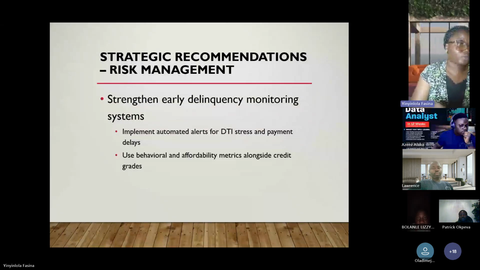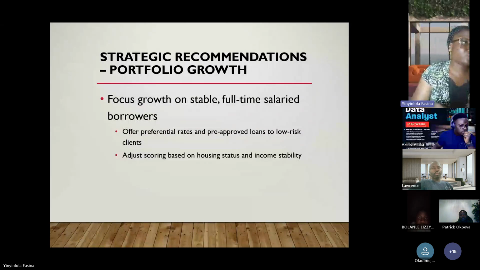For portfolio growth, the bank should focus growth on stable, full-term salaried borrowers, and also offer preferential rates and pre-approved loans to low-risk clients. The bank should also adjust scoring on housing status and income stability.